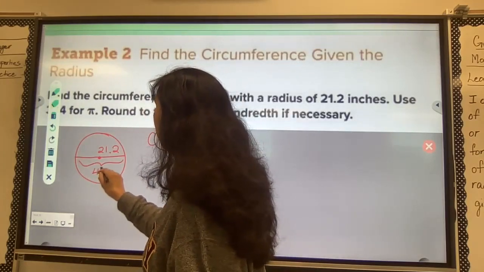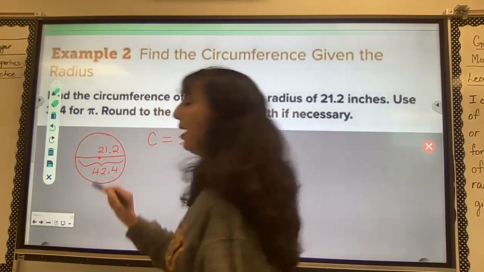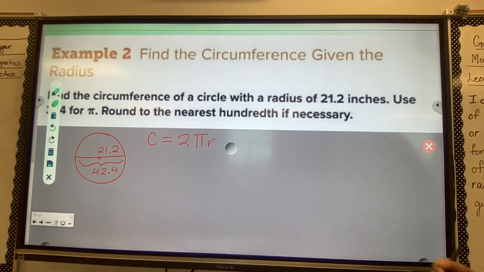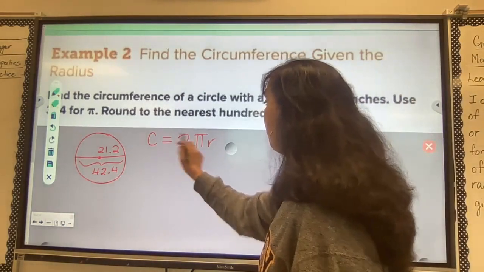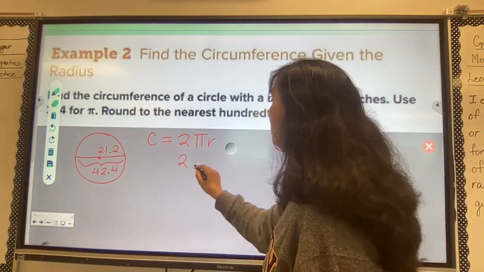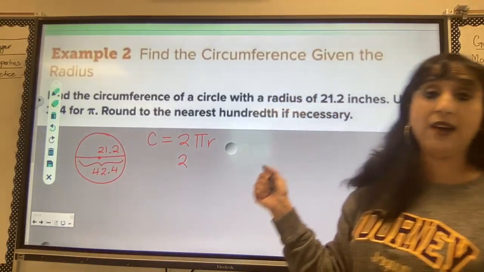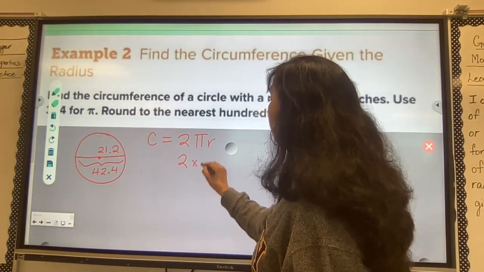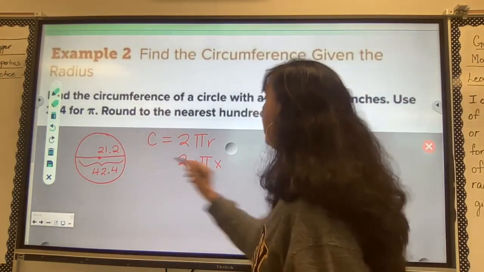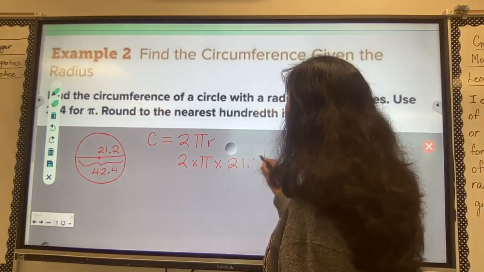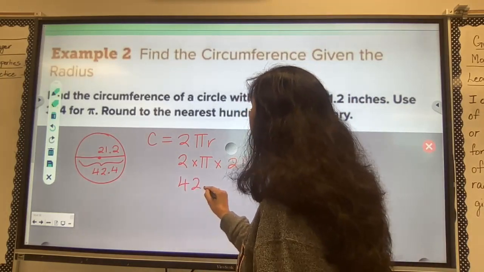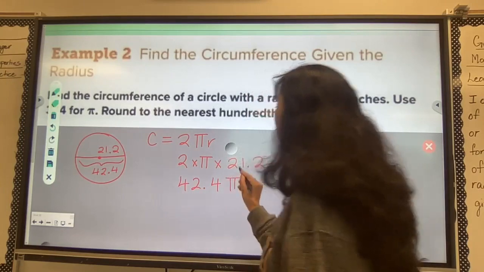This would be 42 and 4/10, and that's what my diameter would be. And that's what 2 times r basically means. So I'm just going to replace the values. This is 2 times pi times my radius, which is 21 and 2/10. And so basically what am I getting? I'm getting 42 and 4/10 pi.